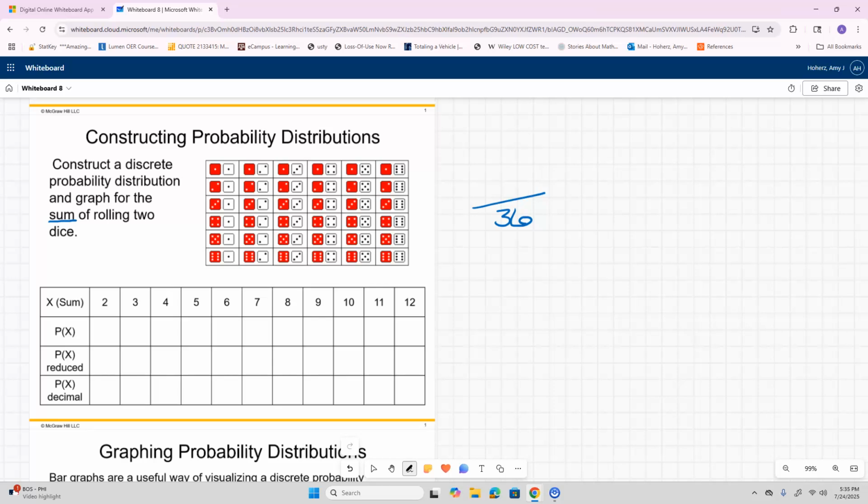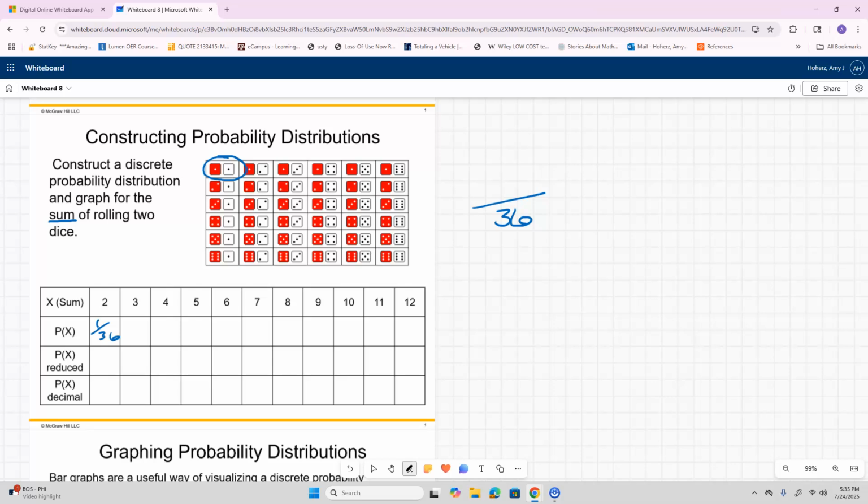So let's look at how many ways can we roll the 2. Well, we saw it this way, the 1 and the 1. And that's the only way you can roll a 2. You cannot get a 2 for a total, for a sum, without rolling a 1 on one of the die and a 1 on the other die. So the probability of rolling a 2 is only 1 out of those 36 rolls is a 2.